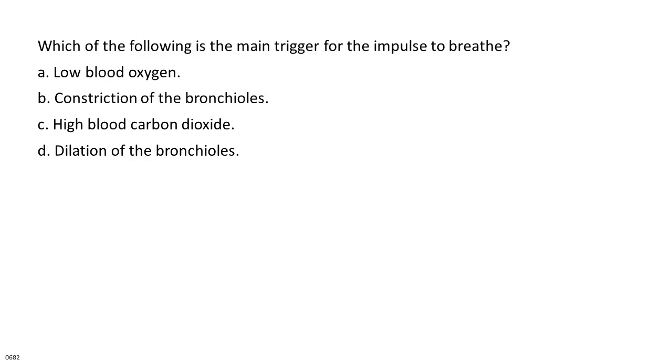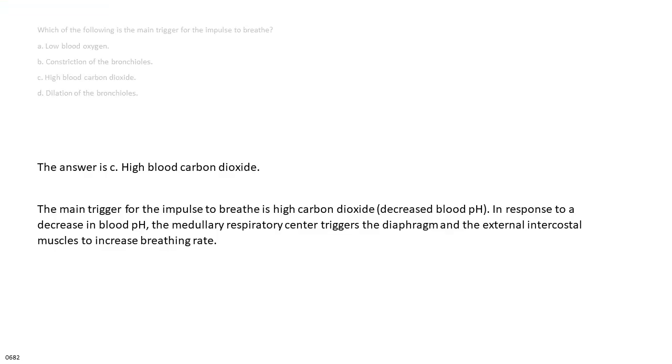Which of the following is the main trigger for the impulse to breathe? A. Low blood oxygen. B. Constriction of the bronchioles. C. High blood carbon dioxide. D. Dilation of the bronchioles. The answer is C. High blood carbon dioxide.